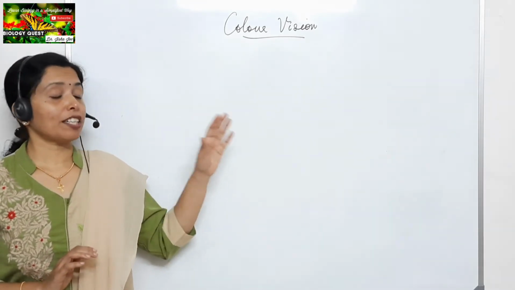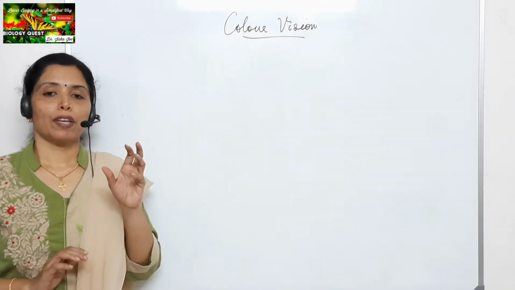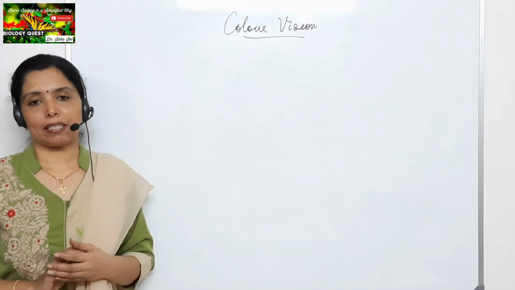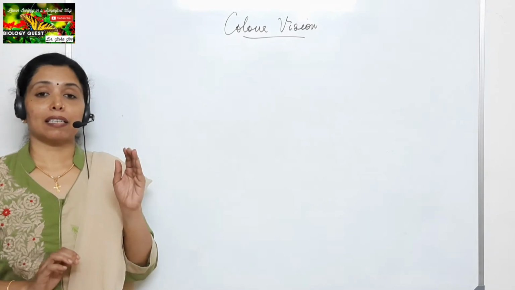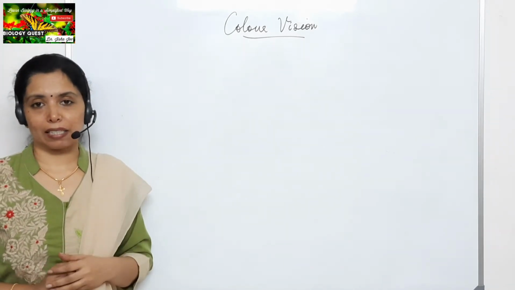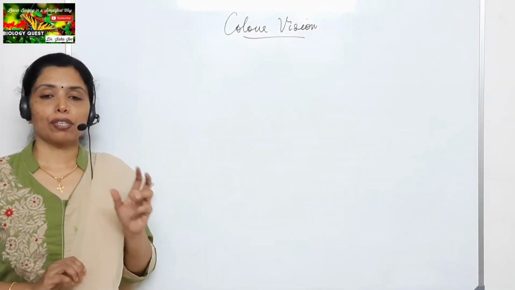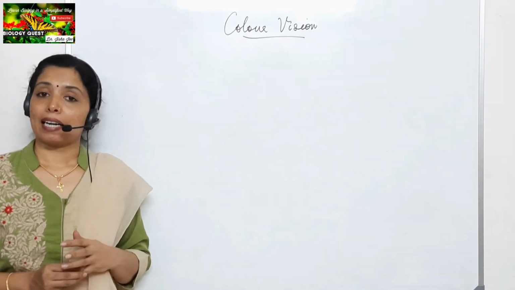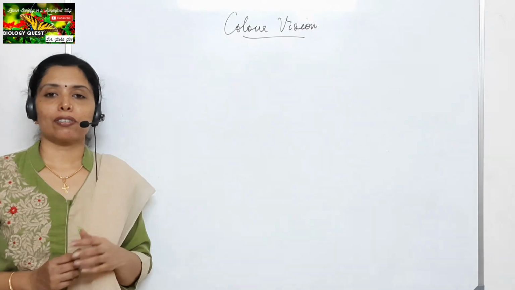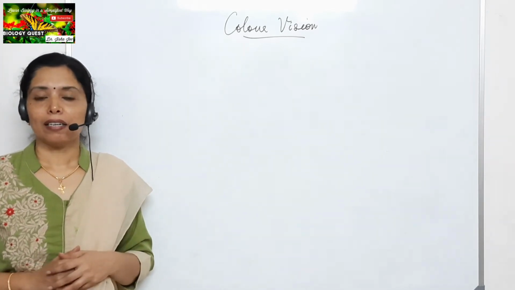So color vision is possible due to the cone cells that are present in our eyes. On a moonlit night, it is the rods that are active. The rods do not respond to color, and that is the reason why we are unable to differentiate the colors of the different flowers in our garden.